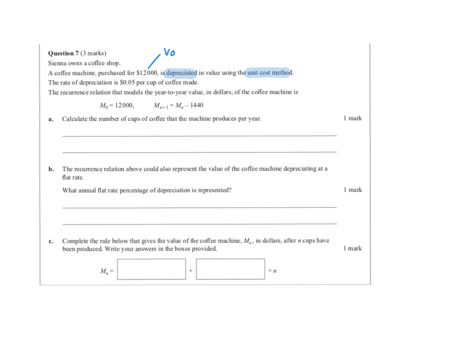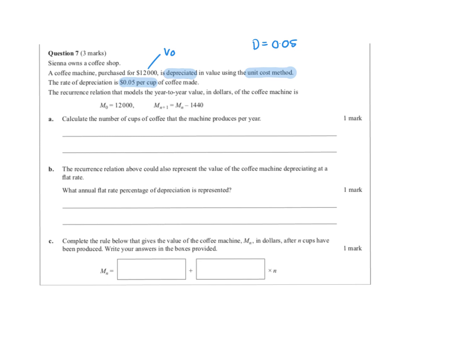And here you go. It says the unit cost depreciation. So you know you're using your unit cost formulas, so you can go to that section of your formula sheet. And it's at a rate of 0.05, so 5 cents a coffee. So what they told you there, if you look at your unit cost depreciation formulas, they told you the D value. That's the use. So it's 5 cents per use.